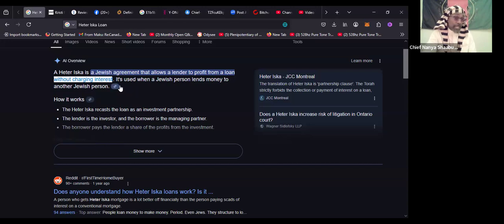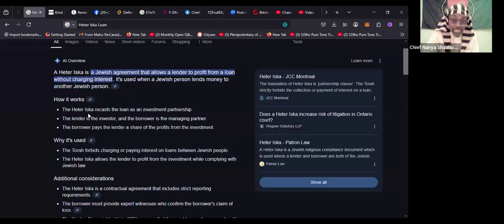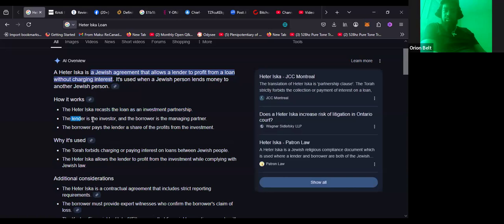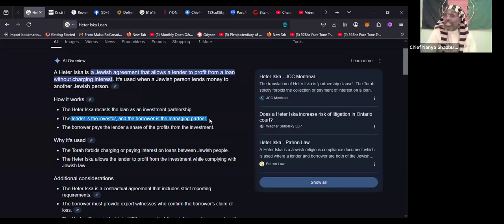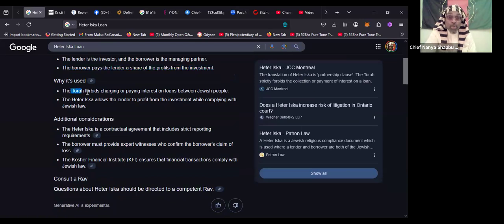I just found this out today, and it's used when a Jewish person lends money to another Jewish person. How it works: the heter iska recasts the loan as an investment partnership. The lender is the investor and the borrower is the managing partner. The borrower pays the lender a share of the profits from the investment. Why it's used: the Torah, the Old Testament, the five books of Moses, forbids charging or paying interest on loans between Jewish people.